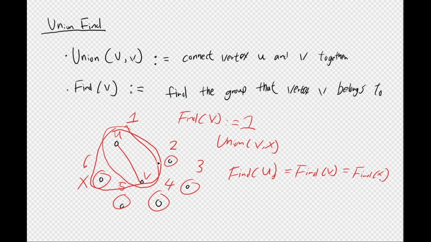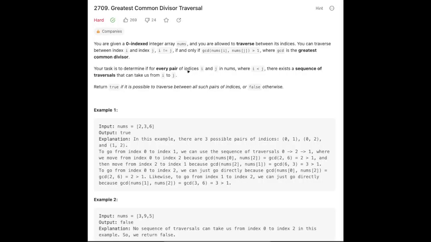So let's take a look at the first example LeetCode problem. In this problem, you are given a list of integer arrays, and each index i and j are connected if and only if their GCD is greater than 1, where GCD is the greatest common divisor. So basically it's saying that two indexes are connected if they are not co-prime.